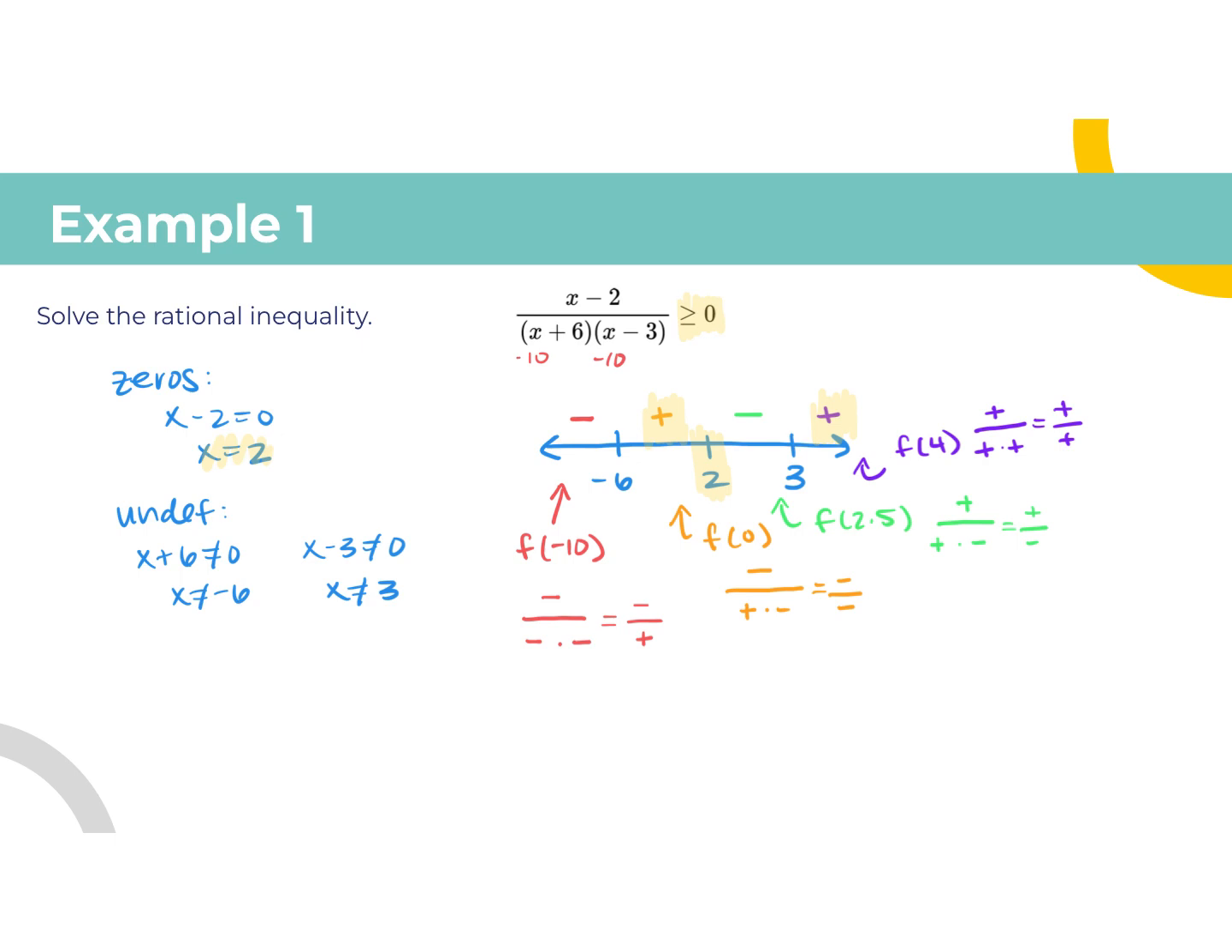So my solution, I'm going to write in interval notation, would be from negative 6 to 2. Negative 6 is not included. 2 is included because that's my 0, as well as the interval from 3 to infinity. Parentheses on both the 3 and the infinity.